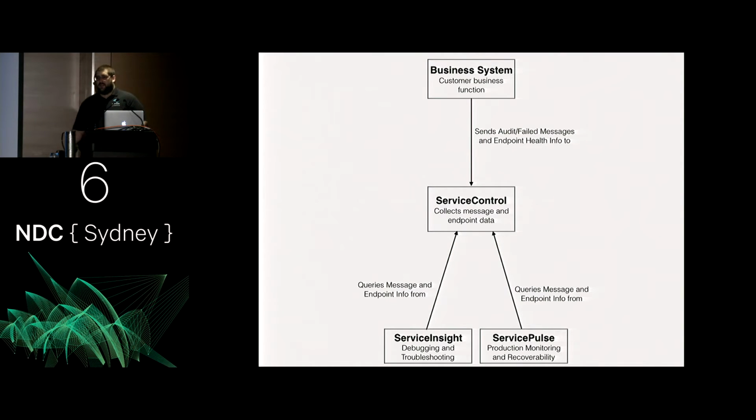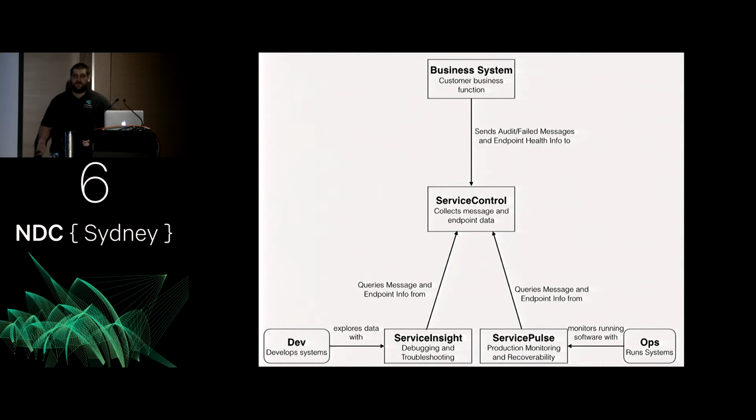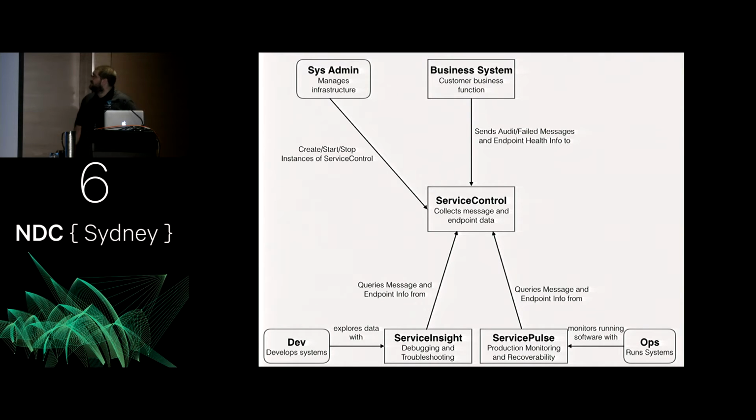We don't have any users yet, so let's throw some users into the system. We've got developers using Service Insight, operations people using Service Pulse. These guys aren't talking directly to Service Control, but I still like to model them at this level anyway, because these are the people who are going to come screaming when I break something in Service Control. And there's one other class of user which is important at this level, and that's this guy, the system admin. She's going to be creating, starting, and stopping instances of Service Control.